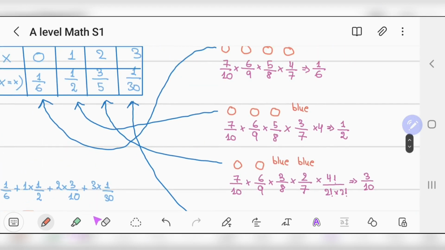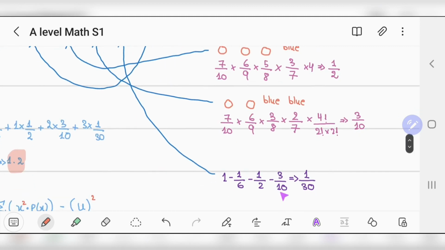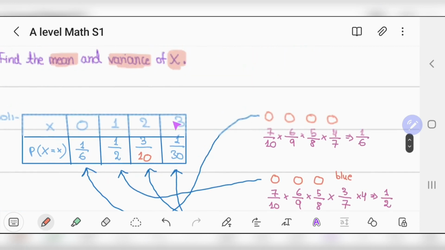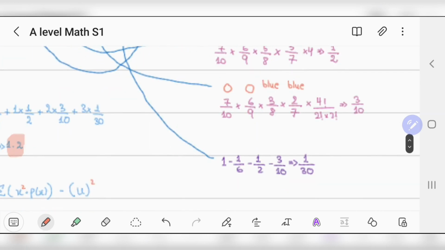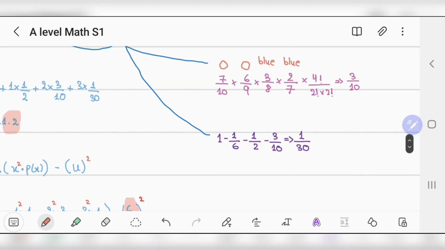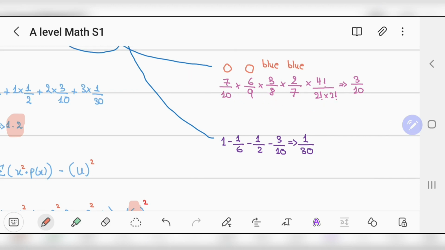So this is 3 upon 10 actually. And the probability of having 3 blue balls, so having 3 blue balls means having 3 blue balls, but we need to select 4, right? So we can do something like probability of having a blue ball is 3 upon 8, then multiply by 2 upon 7, and then multiply by 1 upon 6, and then it's very easy.